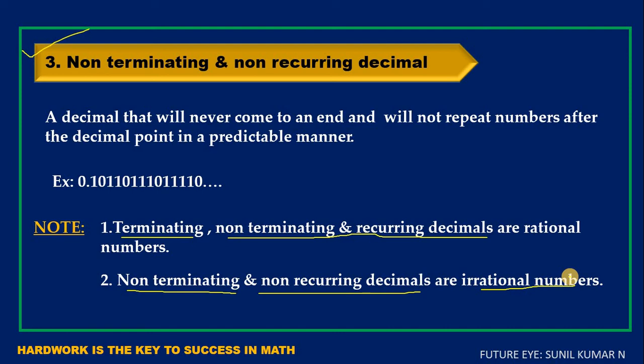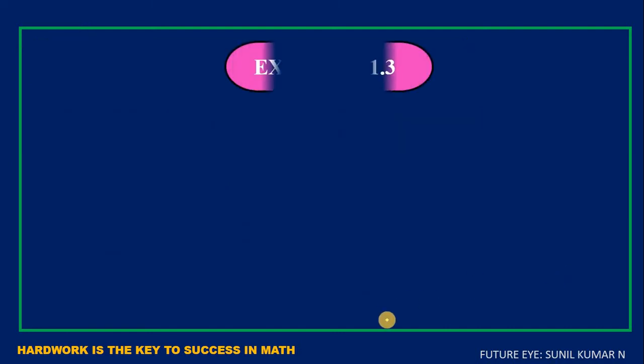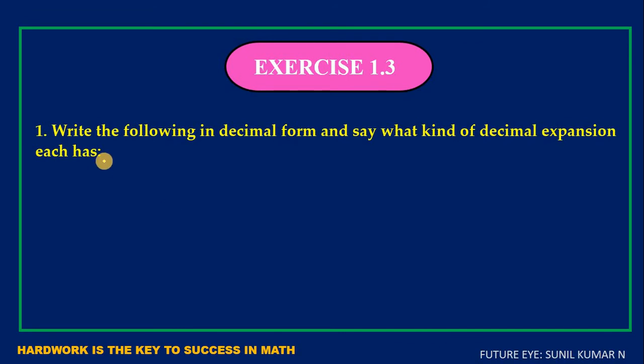Now quickly move on to Exercise 1.3, children, and let's see the first one. Write the following in decimal form and say what kind of decimal expansion each has. It is important, children. Let's see the first rational number. See, understand what they are actually saying. They provide you a rational number and we have to divide it, find the decimal expansion, and later say what kind of decimal it is.